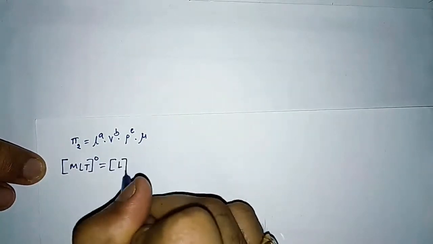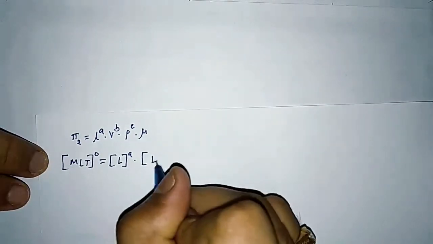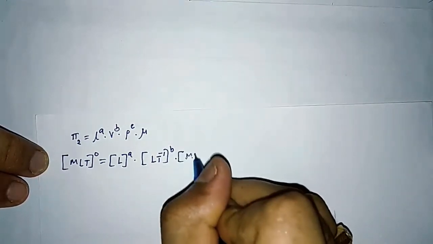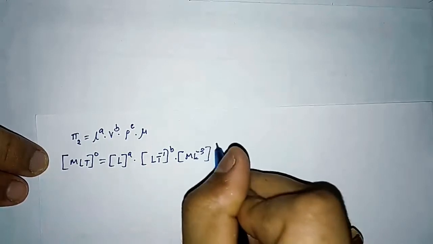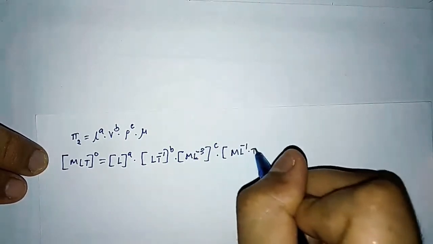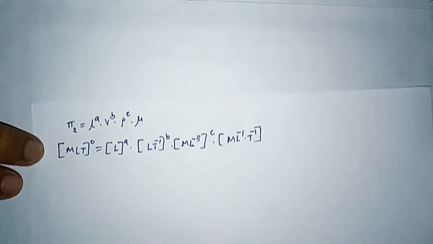So pi 2 is equal to L raised to A, V raised to B, rho raised to C into mu. Dimensional form, on the left side MLT raised to 0, that is equal to L raised to A, LT raised to minus 1 to the power B, ML raised to minus 3 to the power C into mu, that is dynamic viscosity, ML raised to minus 1 T raised to minus 1.